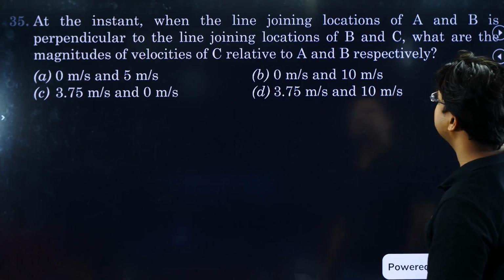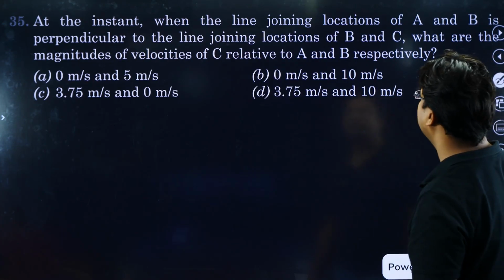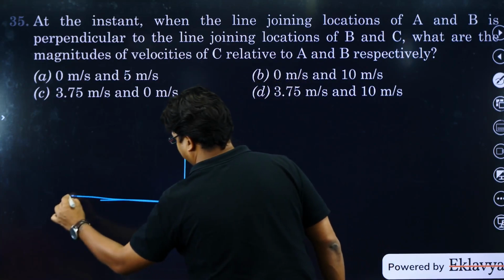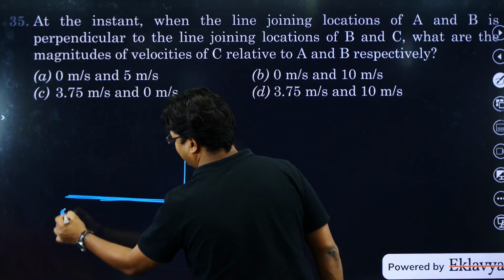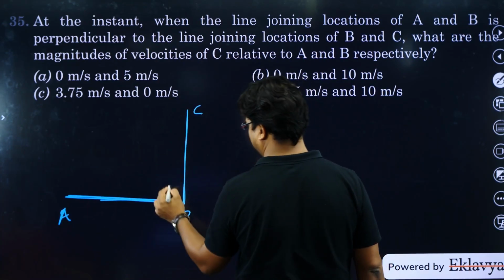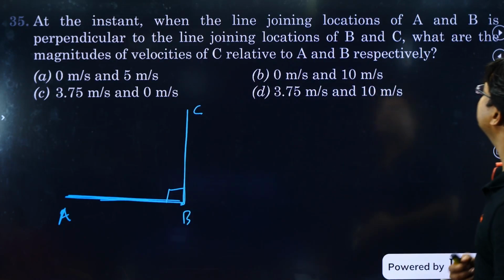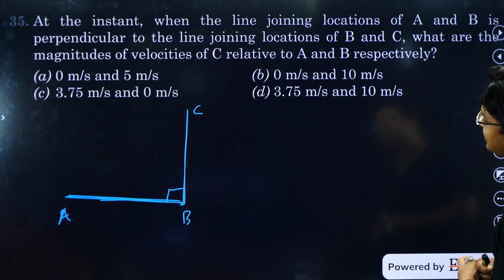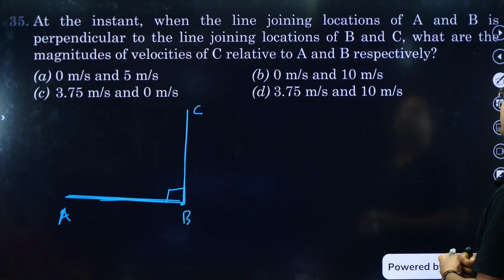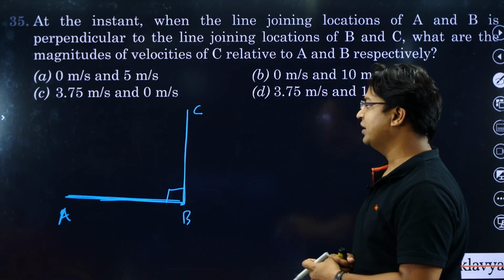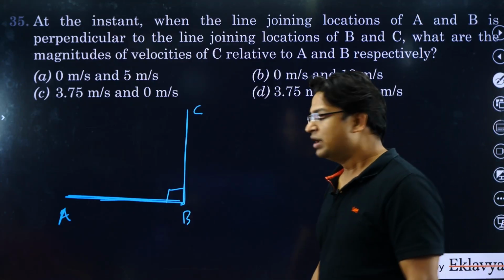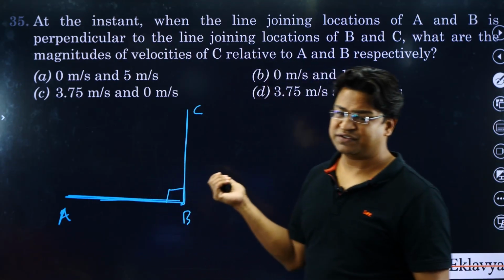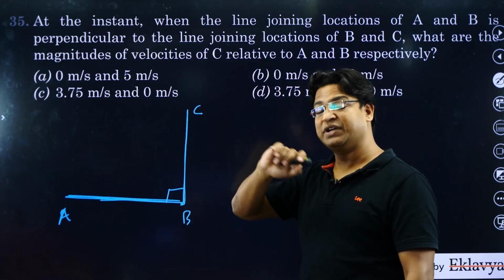Now it is talking about a situation where the line joining locations of A and B is perpendicular to the line joining B and C. Now we are talking about a situation like this. This is A, this is B, this is C, this is 90 degrees. What are the magnitudes of the velocity of C relative to A and B respectively? Now it's a different instant, first of all. Till now whatever we have solved was for a different instant. So the velocity of C right now will not be the same as what we calculated earlier.